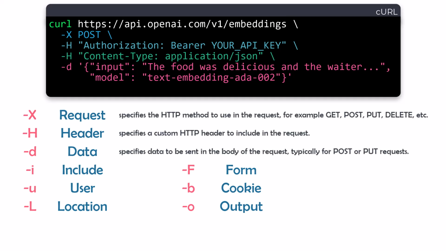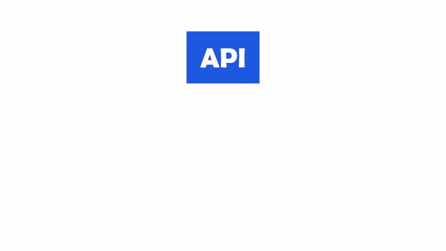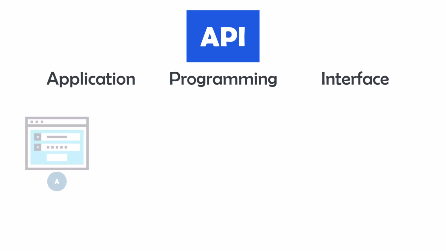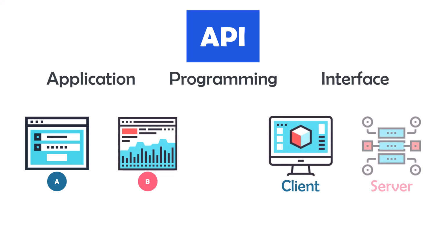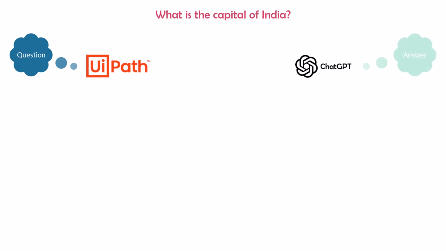But before that, let me do a small recap about API. What does it mean and how does it work? API, or Application Programming Interface, is an interface for data exchange. It will be used to transfer data from one system to another, or between client and server. In this video the API I want to use will be between two systems, UiPath and ChatGPT. Assume I want to get the answer for the following question: what is the capital of India? I have the question in UiPath and want to get the answer from ChatGPT. To do that I can use the ChatGPT API.